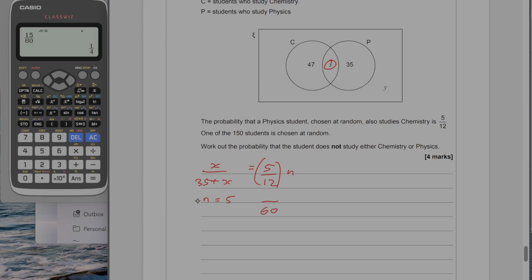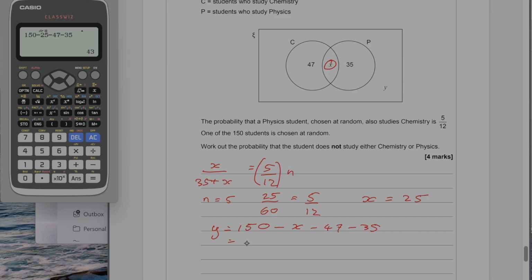So if n was 5, that would create 60 as a denominator. And then 60 take away 35 is 25. So that would be 5 over 12, which is equal to 5 over 12. So that means that x must be equal to 25. And then we can work out y now, because all of them need to add up to 150. So y is going to be equal to 150 minus x minus 47 minus 35, which would be 150 minus 25 minus 47 minus 35. So that would give us y as 43.